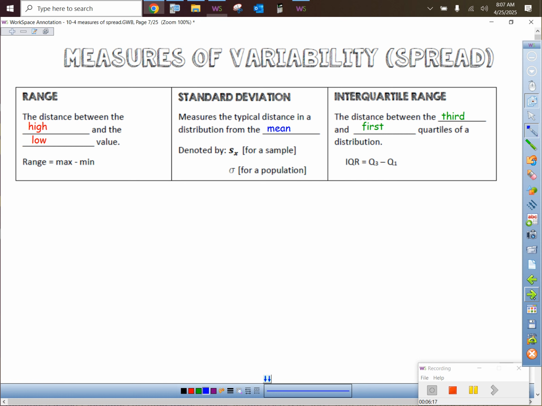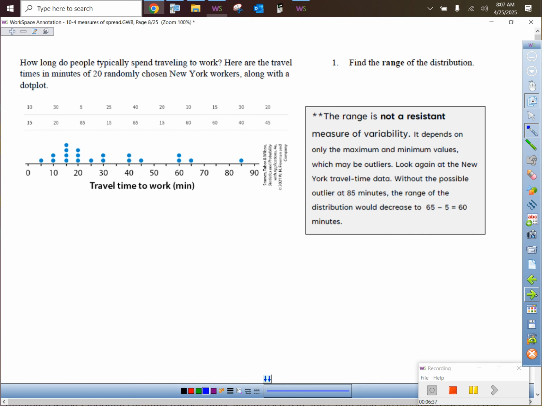And then the last thing is the interquartile range. We'll talk a lot about that on the back side of this worksheet. It's the distance between the third and the first quartiles. Again, I like to do all the vocab up front. At least that's the way this textbook wanted it done, and then we'll go talk about it later. So we'll talk about interquartile range when we get to the back side. Let's just dive into it.